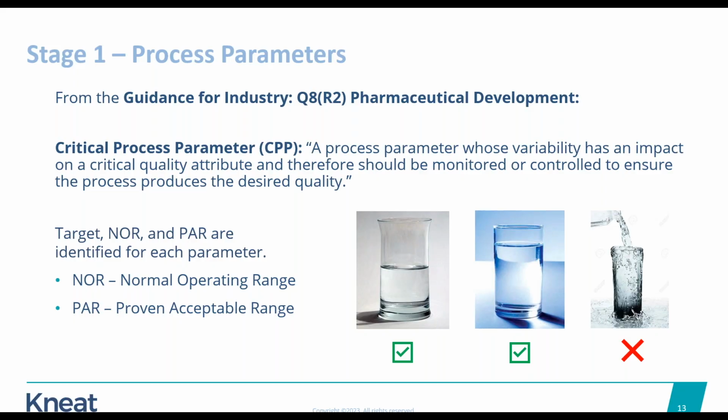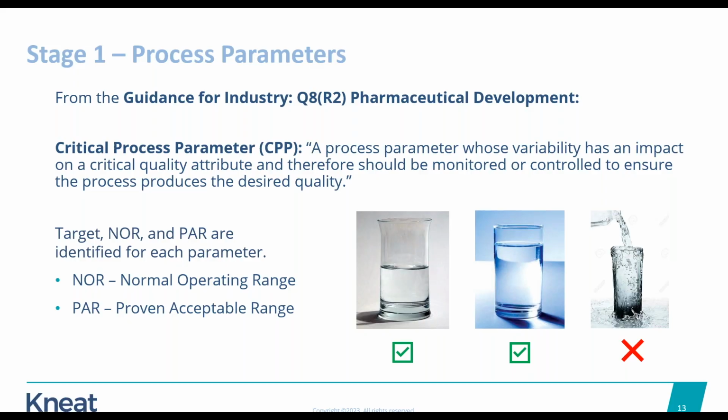The first one represents the target, or the NOR. So the normal operating range is typically a range of values, and the target is within the normal operating range. So let's say you wanted to fill up your glass of water halfway. You go over to your fridge, you fill it up halfway, we're good to go. The target and NOR values are also typically what is listed in the master batch record for the operators to follow for the process. So as long as they're within the normal operating range or even hitting the target exactly, we're good to go.